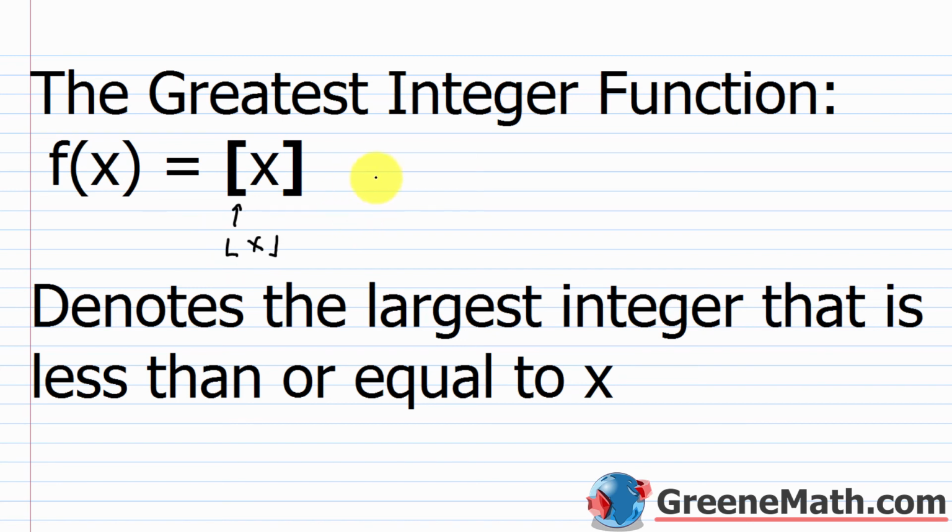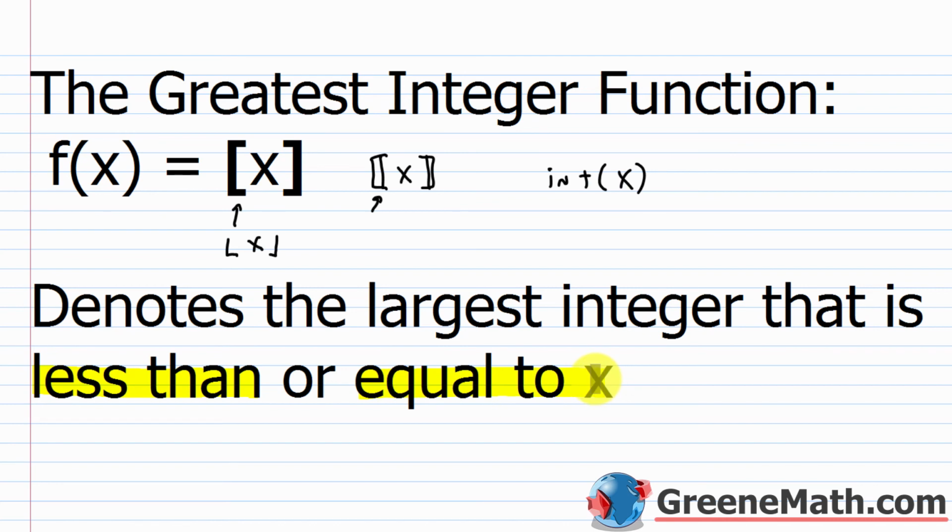You might also see something that looks like this. This is very common. You probably see that in your textbook. It's in the textbook that I'm using to write this lesson. So no matter what you see, it all means the same thing. In your calculator, you'll probably see int and then x like that. All means the same thing. What this denotes is the largest integer that is less than, or equal to x.